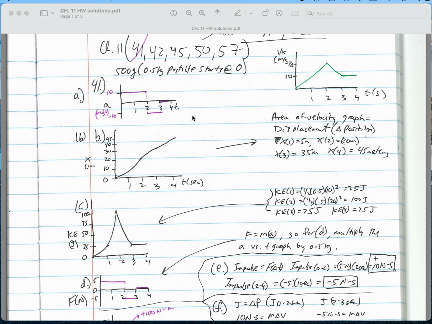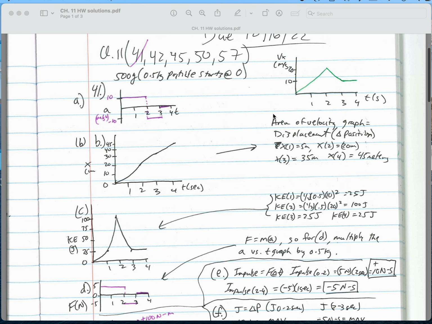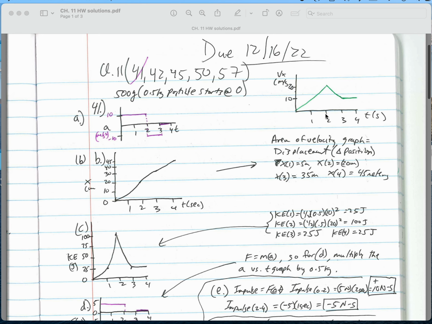For B, you're asked to find the position versus time graph. Well, there's a couple ways you could do that. One would be to look at the area or the integral of this velocity time graph at every second, and that area would tell you where you're located after that much time. So for example, 1/2 times 10 times 1 would be 5 meters.